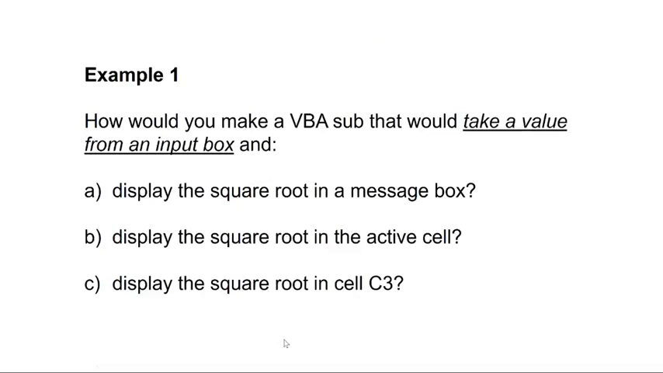How would you make a VBA sub that would take a value from an input box and A, display the square root in a message box, B, display the square root in the active cell, and C, display the square root in cell C3. So I'm real big on flowcharts, and I'm going to be drawing a lot of flowcharts in this course. This flowchart is going to be very simple, but I wanted to just sort of introduce you guys to flowcharts, and I'll kind of explain as we go along.